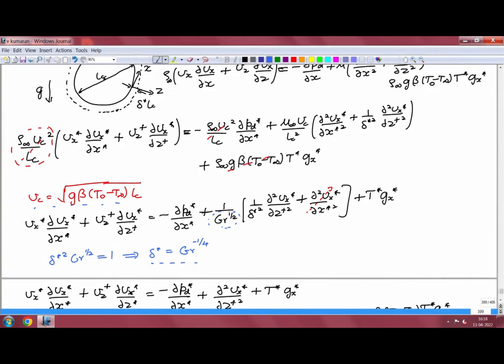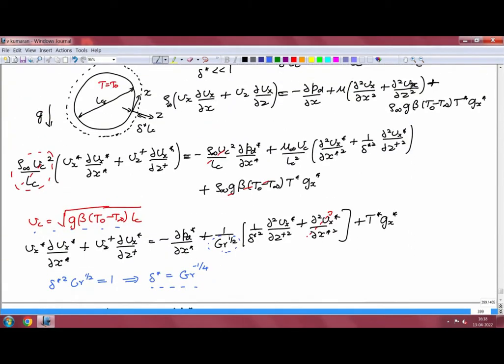So, scaling the cross stream coordinate locally. In case the boundary layer thickness is small compared to the characteristic dimension, then we can use a local coordinate system where the streamwise coordinate is along the surface and the cross stream coordinate is perpendicular to the surface, provided the thickness of this layer is much smaller than the radius of curvature of the surface. It can be considered locally flat. And in this coordinate system, we can analyze the heat flux from the surface.